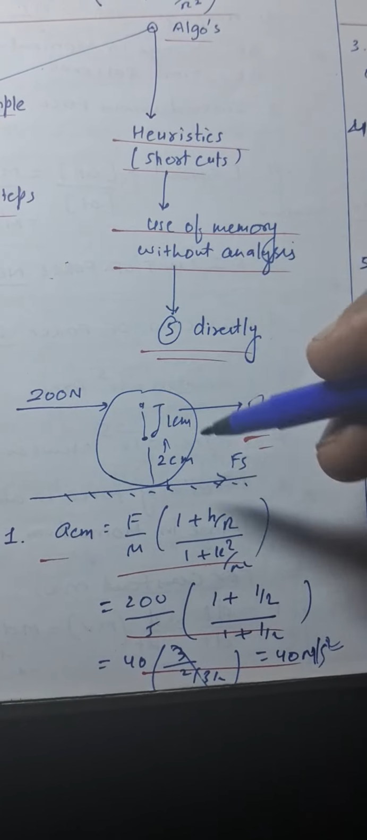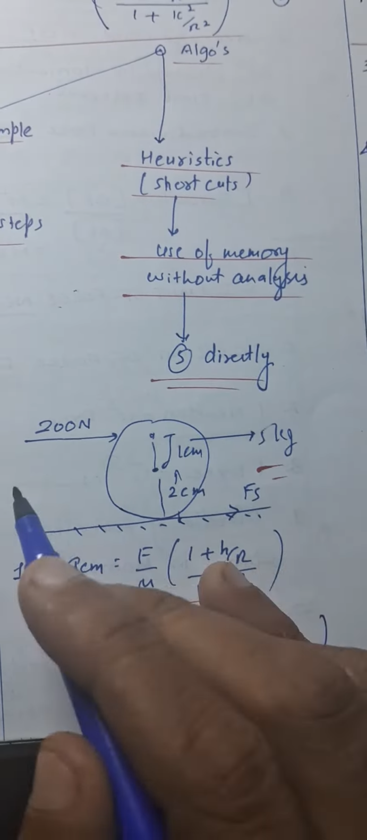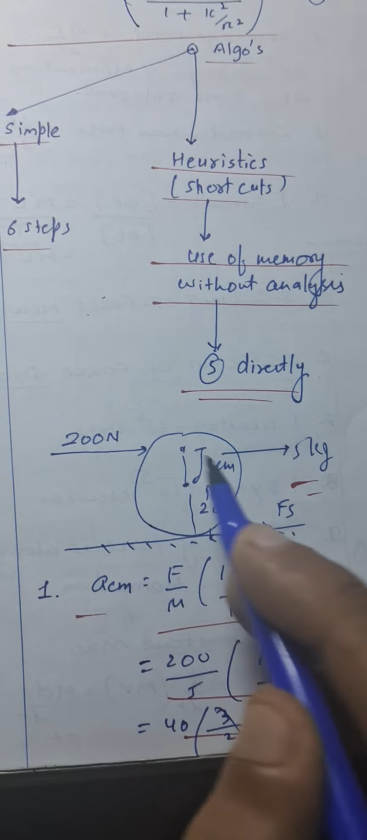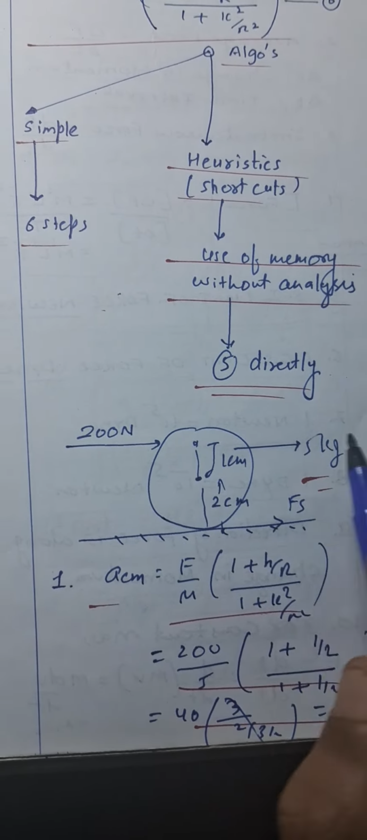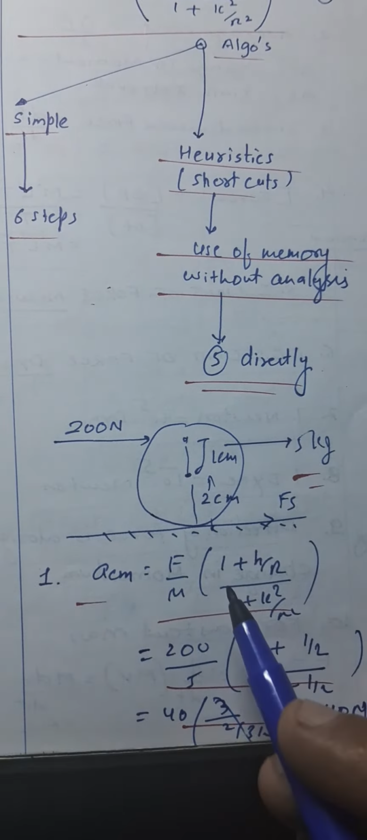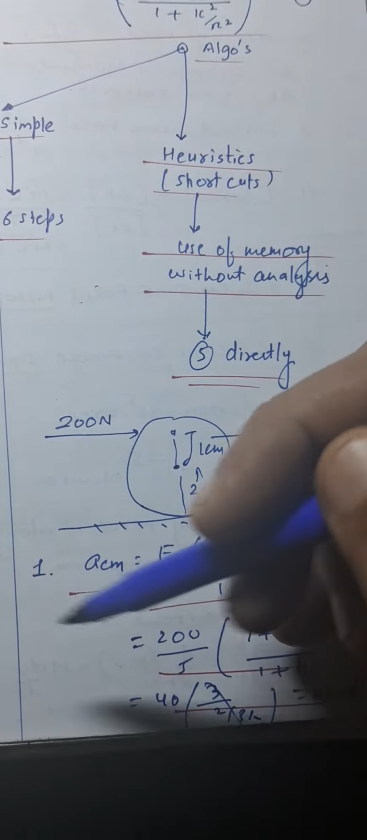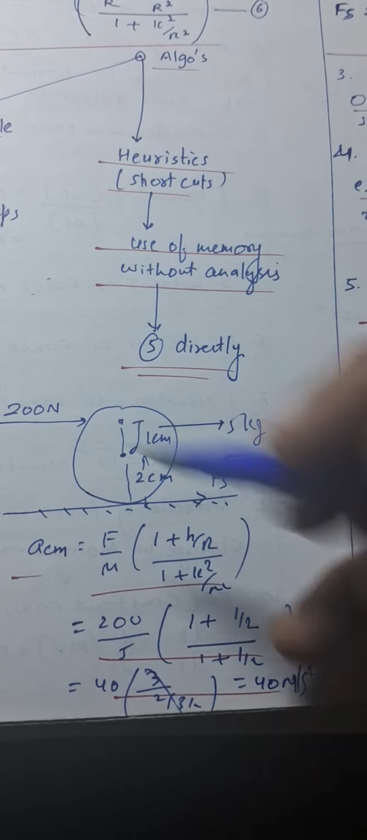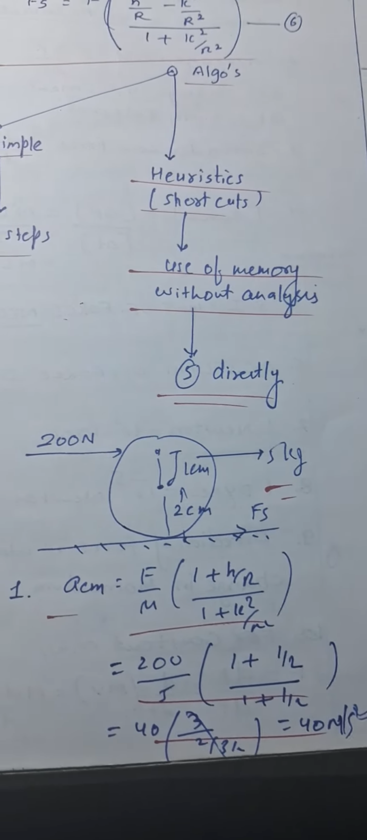So just implement this. Suppose there is a rigid body, a force of 200 Newton is applied on it, the radius is 2 centimeter, and the force is applied at a height of 1 centimeter. Mass is 5 kg. We need to find the acceleration. If we just write the equation directly without going into the calculation parts, we can say that ACM is this thing. After calculations, we get 40 meter per second squared.